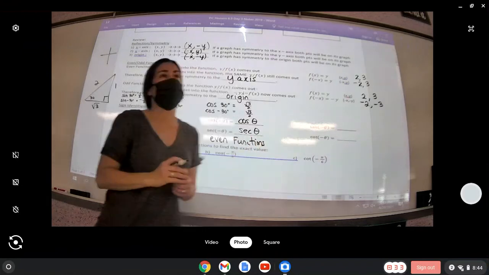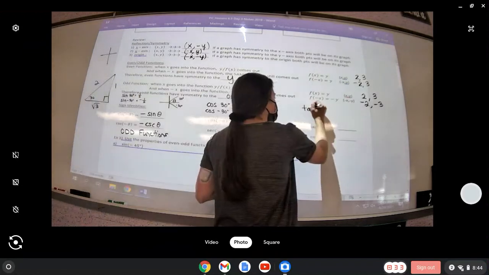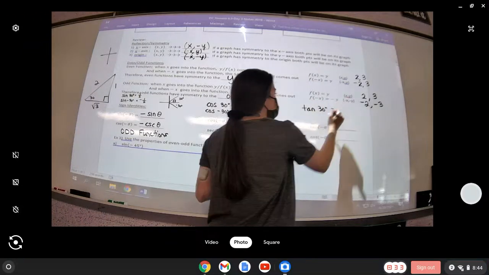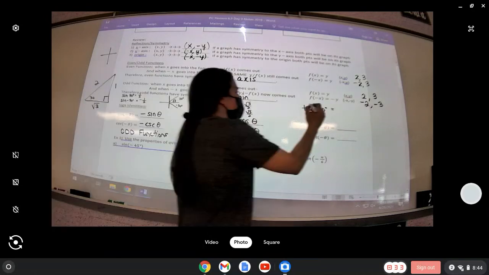All right, and then last, let's do the tangent. Same thing, let's do that 30 degrees. If I took the tangent of a 30-degree angle, if 30 degrees went into the tangent function, tangent 30 is what? 1 over root 3, which cleans up to root 3 over 3. Remember, tangent of 30, lots of 3's. Root 3 over 3.